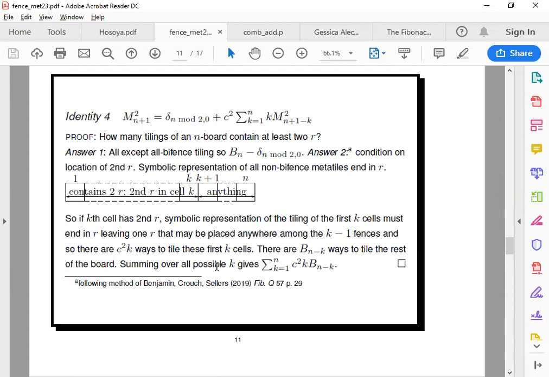And when we prove identities combinatorially, what we do, as in Art Benjamin's talk, is ask a question and then answer it in 2 ways, and then make the 2 answers equal to one another. So how many tilings of an n board contain at least 2 rectangular tiles, 2 Rs? So the first answer, the simple answer, is all the tilings except the all bifence tiling.